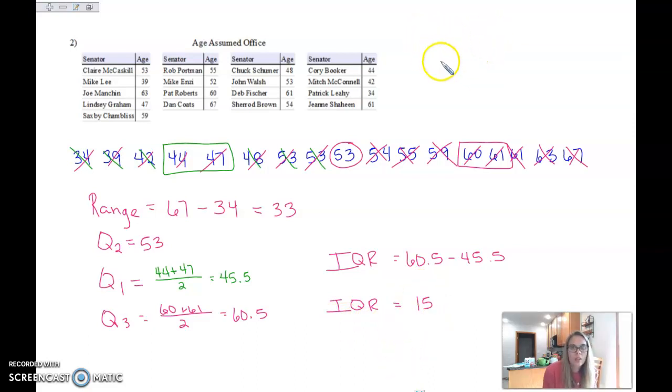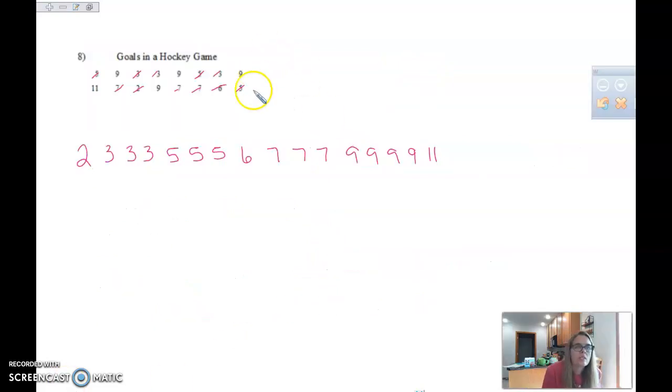I do want to tell you that if you have an even number, let me look to see if I can find one that's on your assignment, and I'll explain it to you. So give me just a second. Okay, so this is number 8 on your assignment. I just want to real quick show you when your data set is even, you're going to end up having a split. The range is the same, you can figure that out.